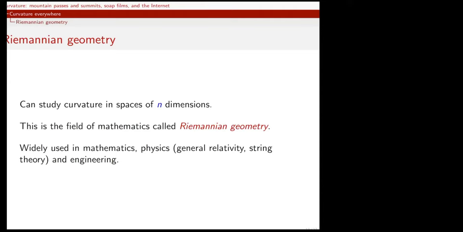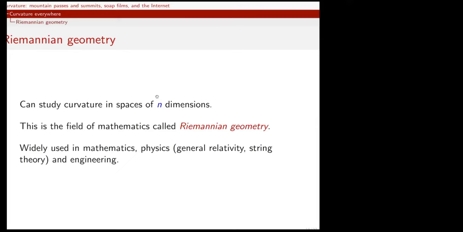This is widely used in mathematics, but also in physics. For instance, general relativity or string theory, which are things you have heard about, are expressed in terms of Riemannian geometry. So this is the kind of geometry you encounter in physics, but also in engineering. If you try to fly a plane, you have all these controls to fly the plane, and usually these are better understood by considering a space of a very large dimension.